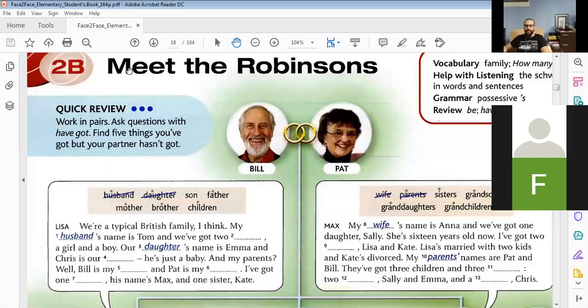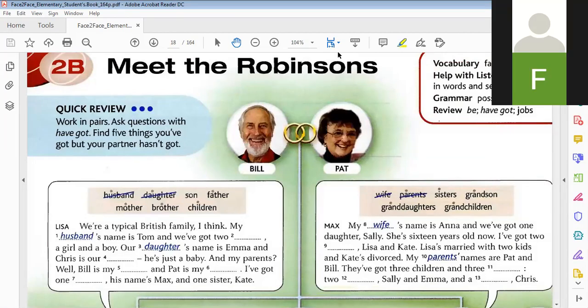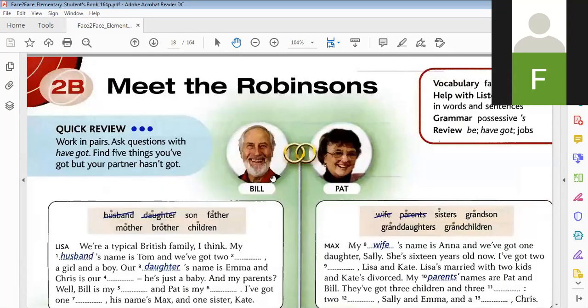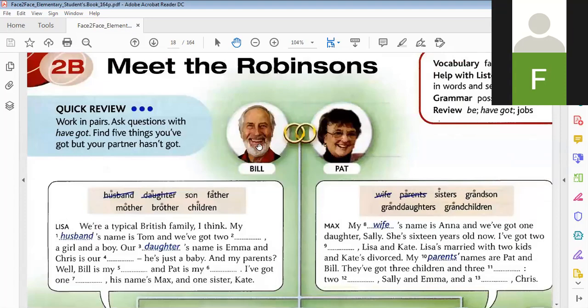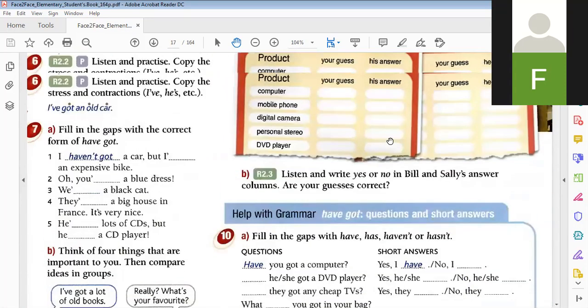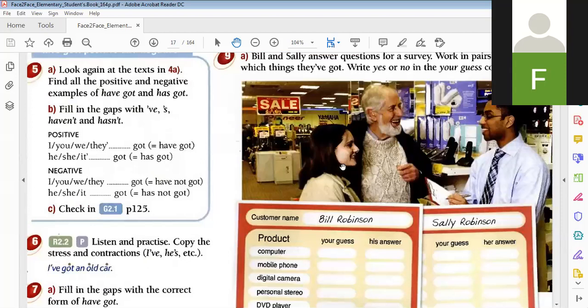So here, in this lesson, meet the Robinsons. Of course the Robinsons, this is their surname. This is the family name. All right, so meet the Robinsons. Let's start with Bill and Pat. Remember Bill? Here he is. Bill is Sally's grandfather, remember? Grandfather. So this is the story about Bill and his family, okay? Bill, Sally, and we will also meet the other members of the family today.